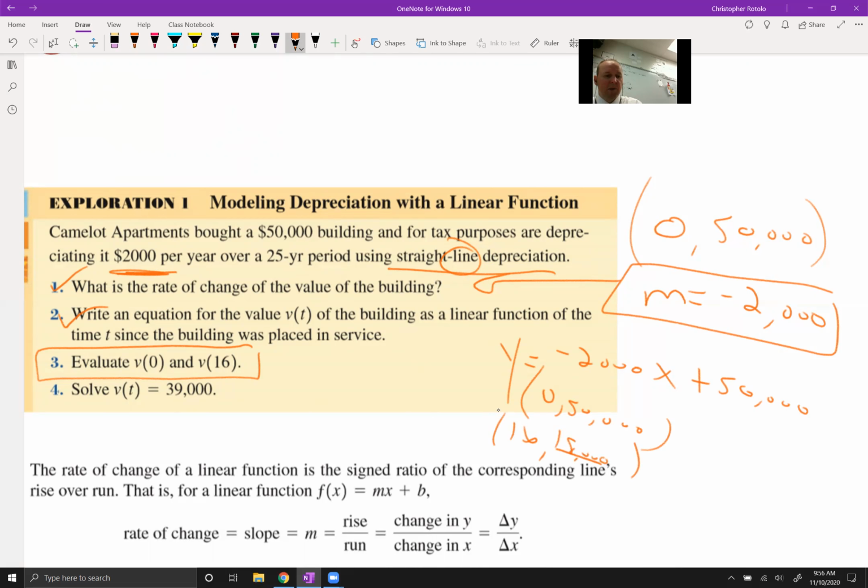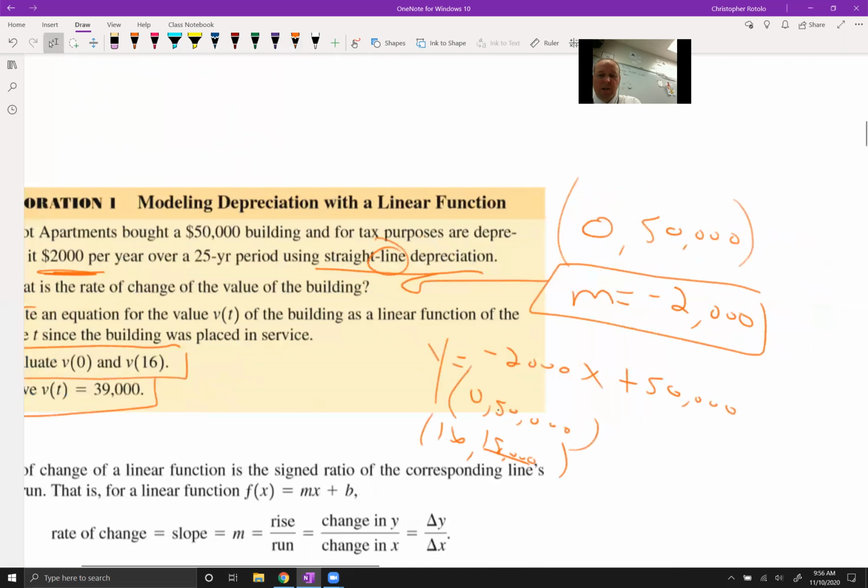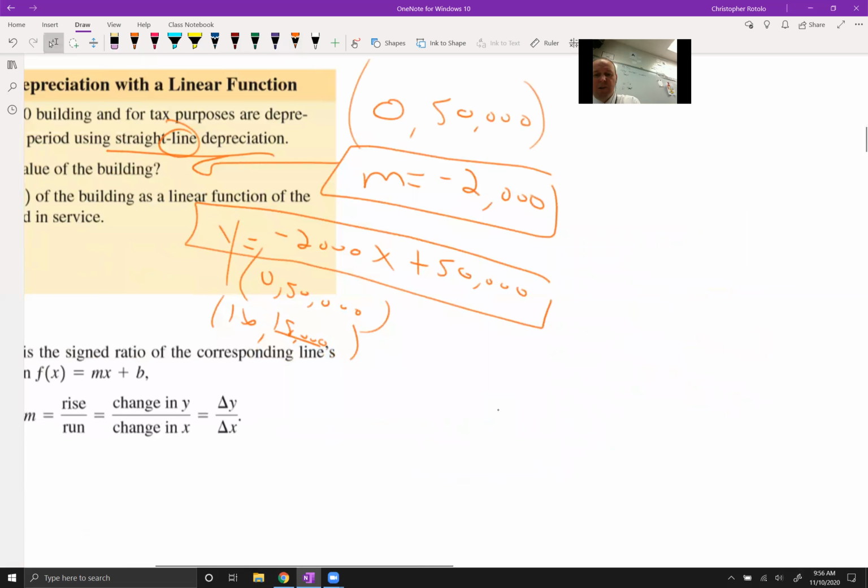Okay. And then the last thing we're going to do is solve in reverse. So take my equation right here, my linear equation. I'm going to find out when it's going to be 39,000 equals negative 2,000x plus 50,000. Okay, so we'll subtract the 50,000 and divide it by negative 2. Okay, so subtract, we're at negative 11,000. Negative 2,000x divided by negative 2,000.